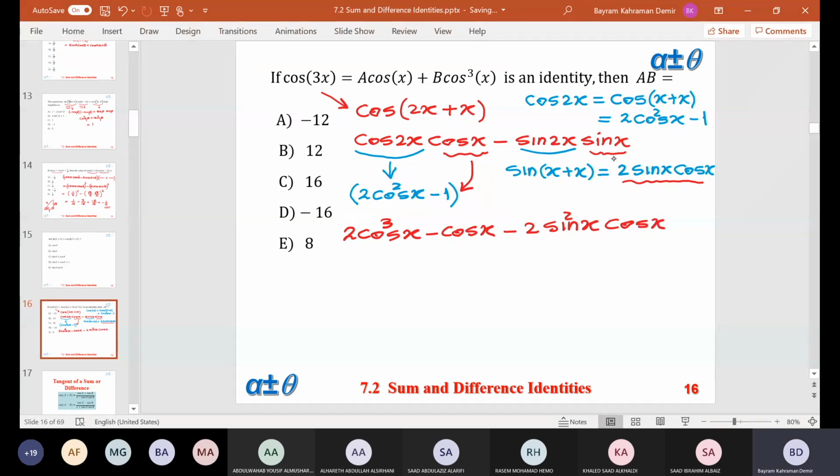Because I have sine x here, I have another sine x here. Sine x times sine x is sine square x, and times cosine x. Again, Shabab, we have sine square x, which is 1 minus cosine square x. And then just multiply with cosine x. What happens? You will get minus cosine cube x, minus 2 cosine x plus 2 cosine cube x.